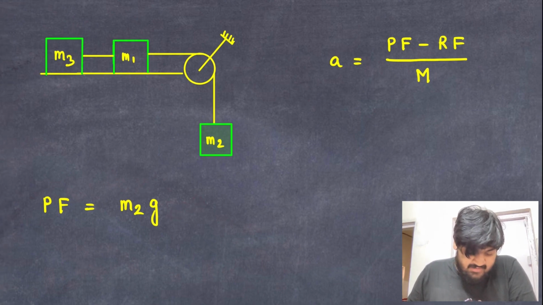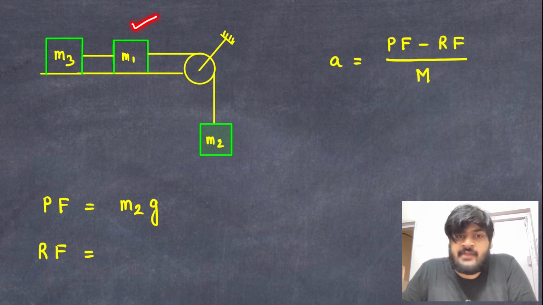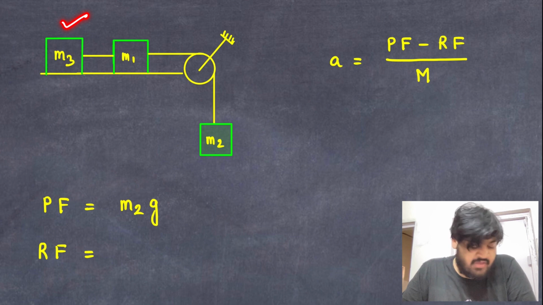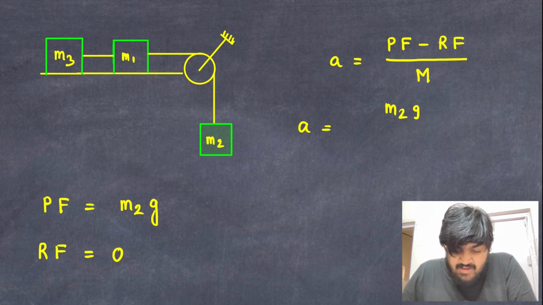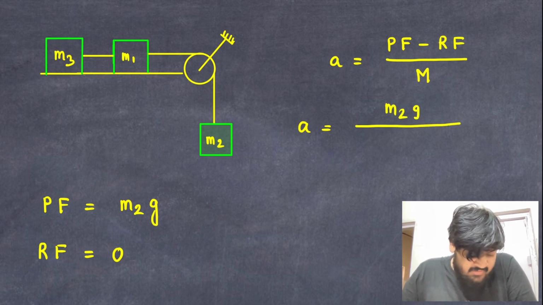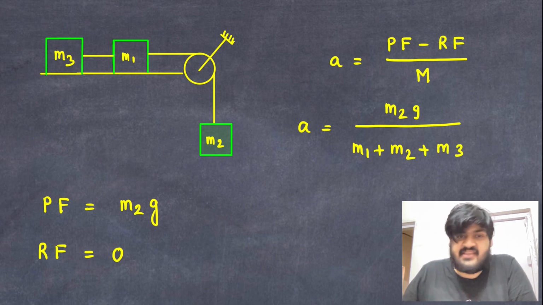And what will be the net resisting force? So over here you can see that the block of mass m2 is providing us with the pulling force. m1 is not giving any pulling or any resisting force. Similarly m3 is not giving any pulling or any resisting force, right. So that means the net resisting force will be 0. So from here the acceleration comes out to be m2g divided by the total mass. Now what is the total mass? m2 plus m1 plus m3, that is your m1 plus m2 plus m3. Okay, so we have easily found the acceleration and the value of the acceleration is this.